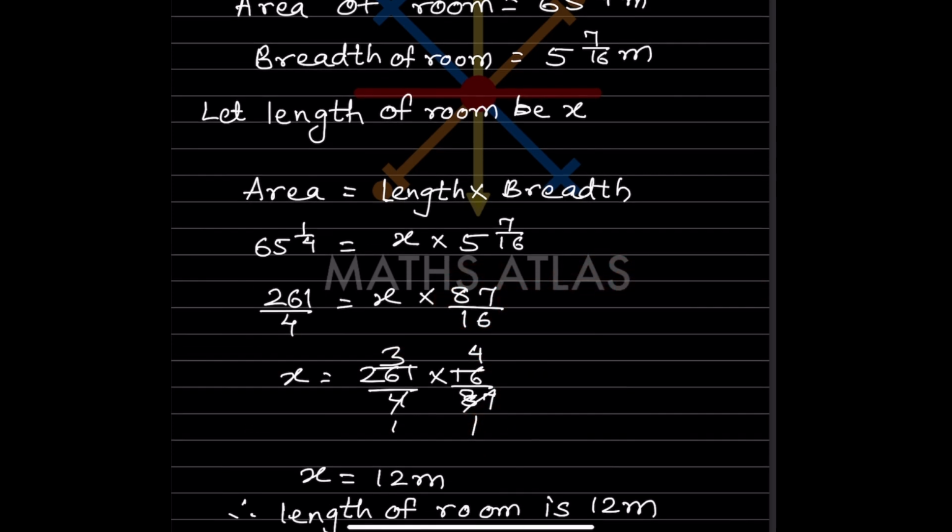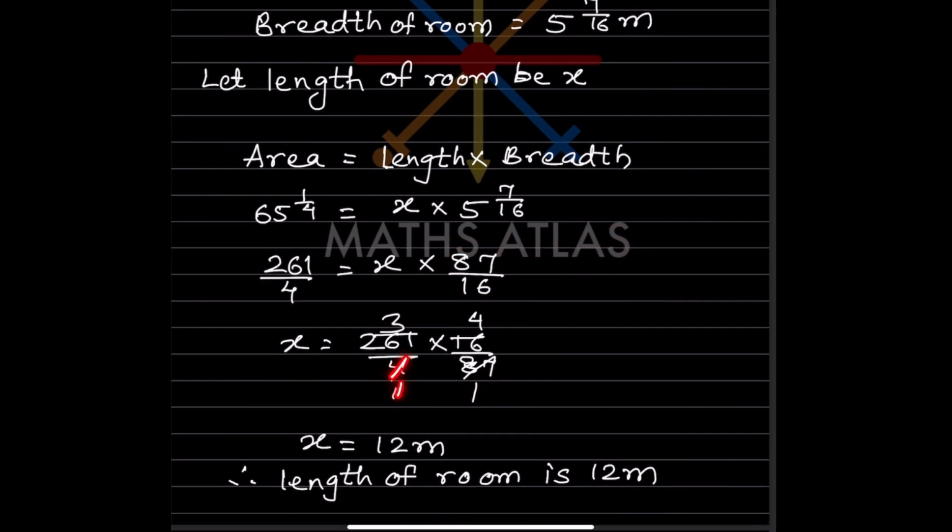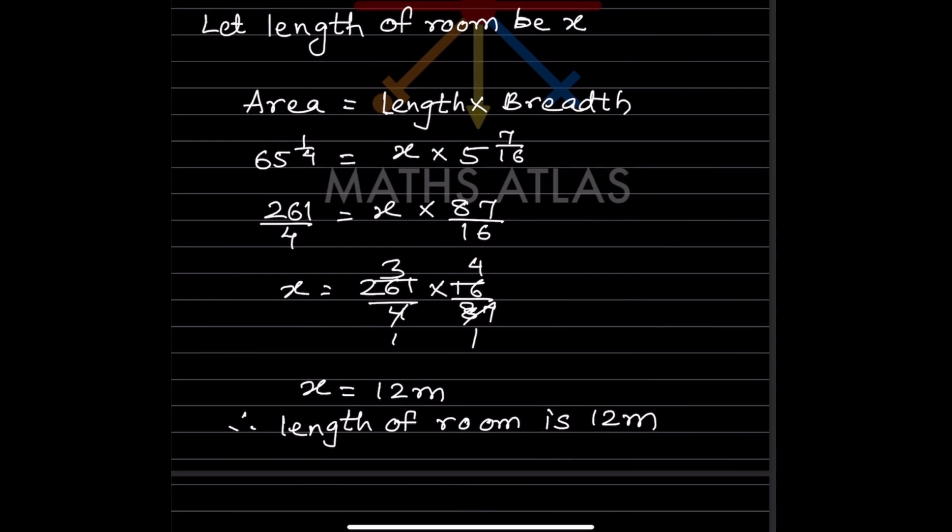So now we are going to simplify it. 4 ones are 4, 4 fours are 16, and this is 87, 87 ones are 87, and this will be 3. So this is going to be x is 12 meter. We have considered x as the length, so the length is 12 meter.